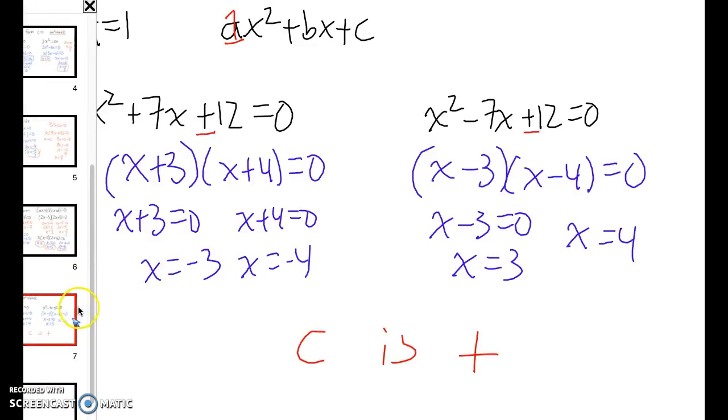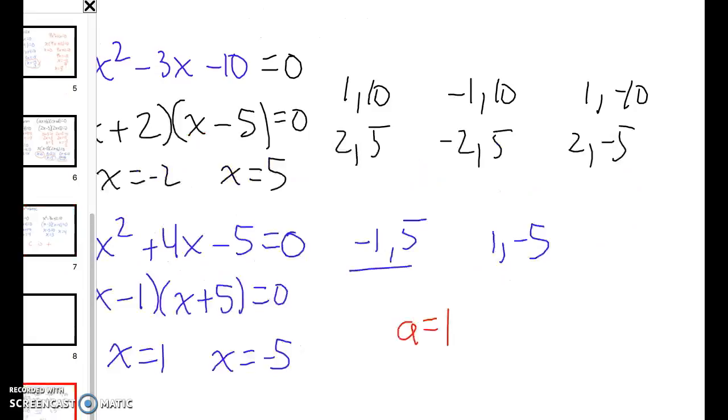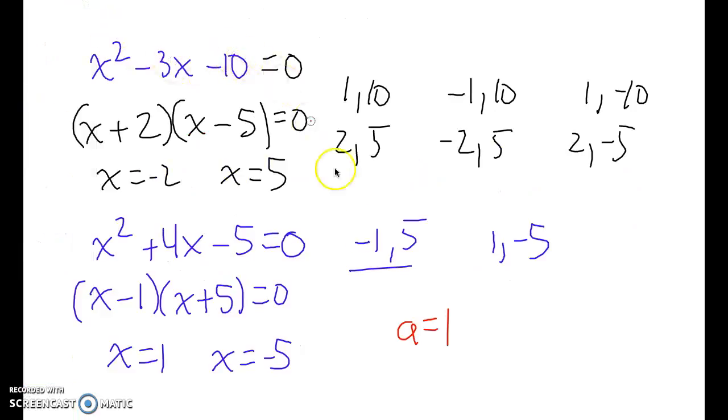But in our other example, where we saw the negative values, if our C value is negative, then what we notice is the only way to get that product of a negative number is if one is positive and one is negative. Okay, and then the same thing obviously in this example.